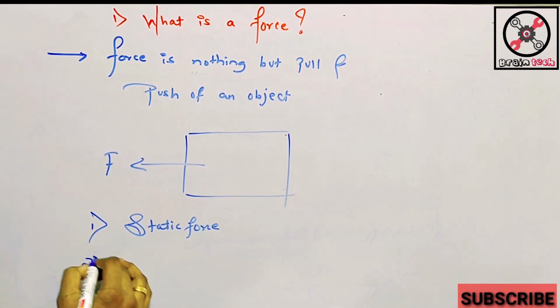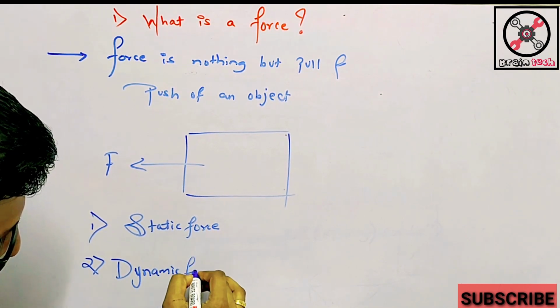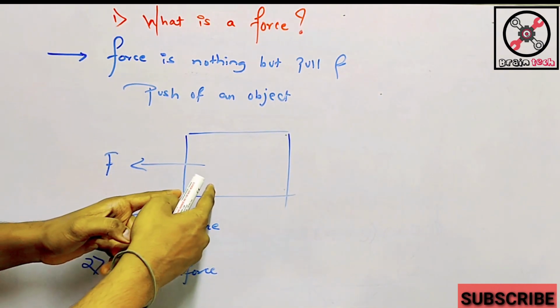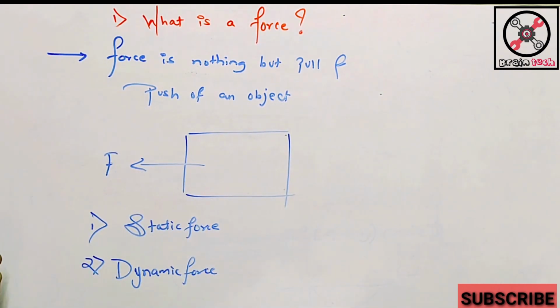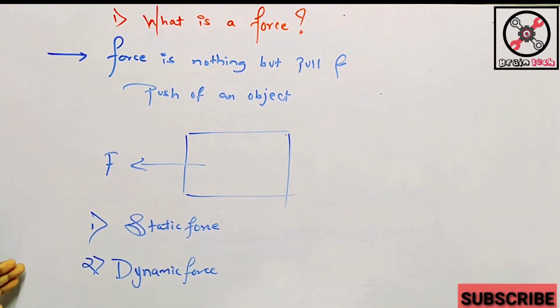The second is the dynamic force. Now what is dynamic force? Dynamic force is totally opposite of the static force, such that suppose a block is pulled with a force F. If the block moves towards left side from its original position to the other position such that there is a friction in the block, that kind of force is known as dynamic force.